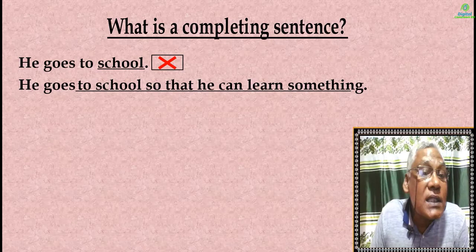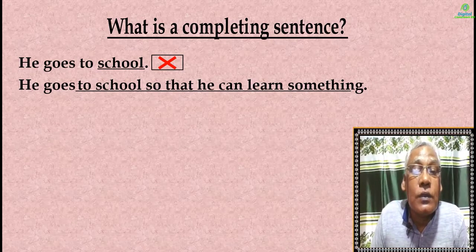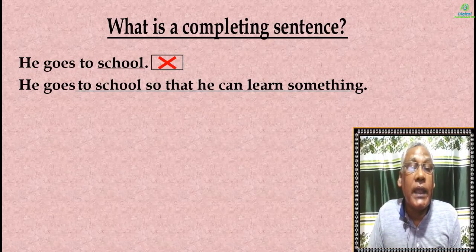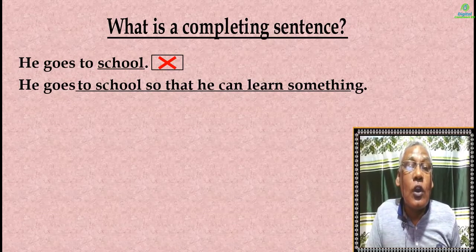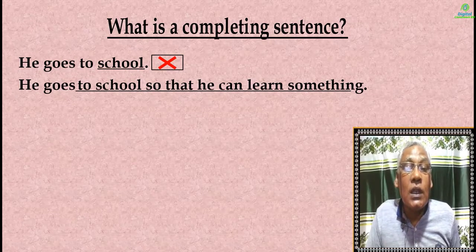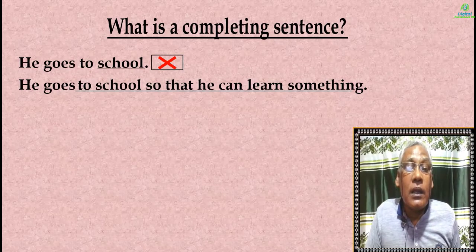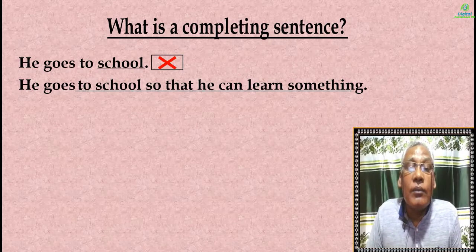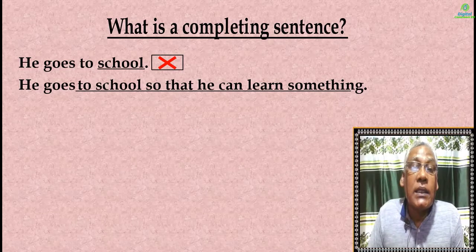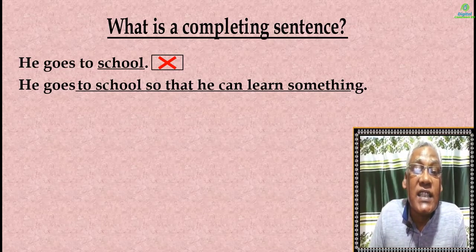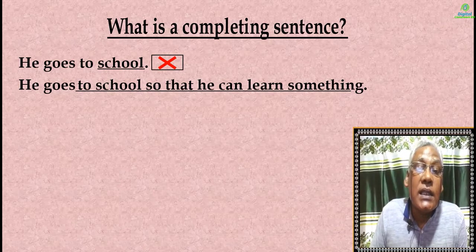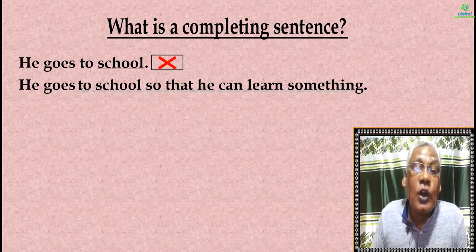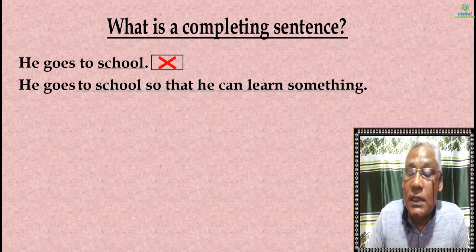This is not sentence completion. But look at the second sentence. He goes to school so that he can learn something. Here you can see there are two clauses. He goes to school is a clause, and he can learn something is another clause. And there's a subordinating conjunction here, that is so that. It has connected two clauses here. This is called sentence completion.